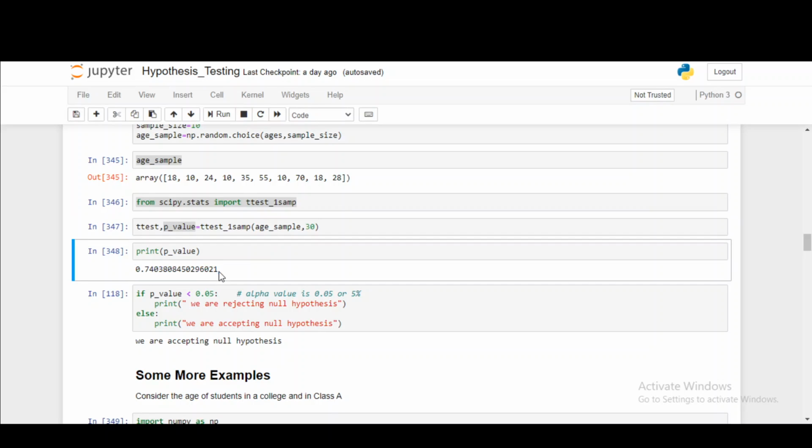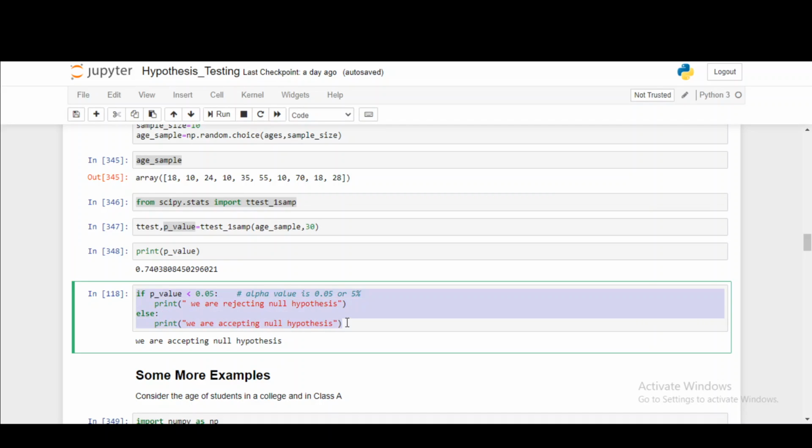So that means we will be accepting our null. For that, I have kept a for loop, I mean an if-else condition. In that I am checking if my p value is less than 0.05, then print we are rejecting null hypothesis, else print we are accepting our null hypothesis.